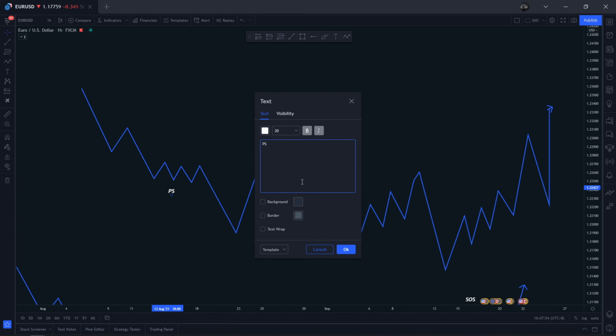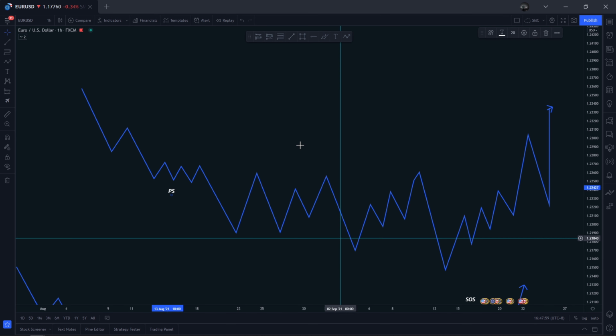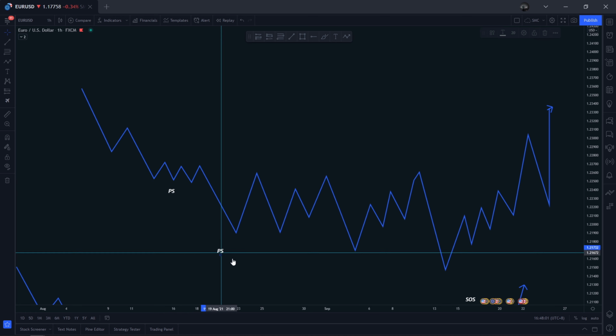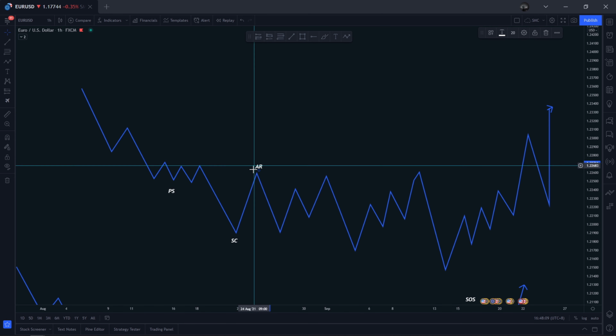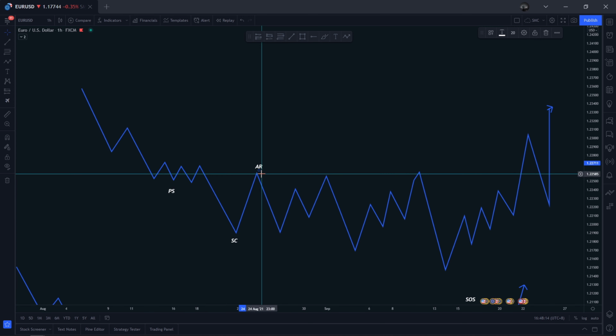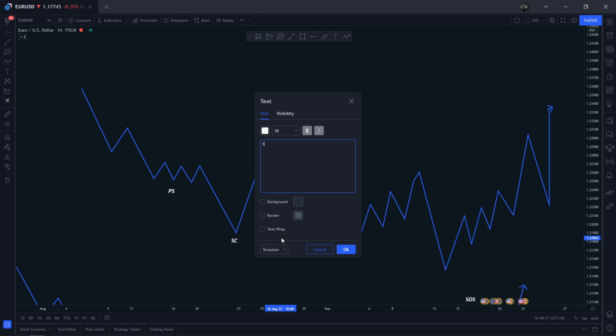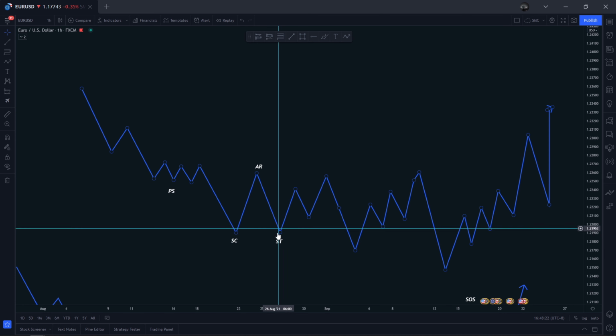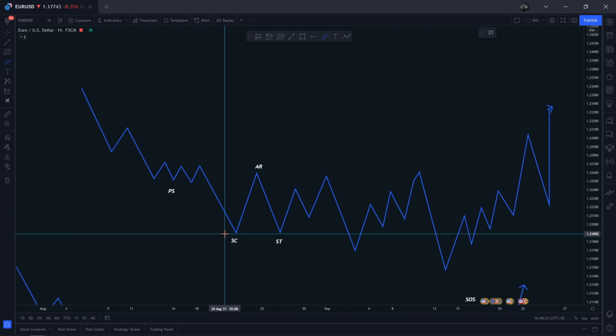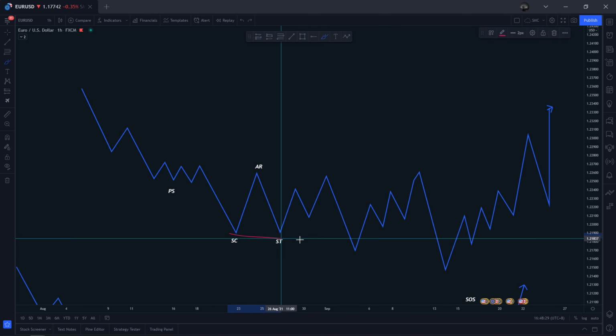So this is the PS, or the preliminary support. Then we have the SC, which is the selling climax. Then we have the AR. Remember that the AR usually doesn't go higher than the highs of this PS, the preliminary support. Then we mark up the ST, the secondary test. Remember that it's called a secondary test if it doesn't go below the SC, or just basically creates equal lows.